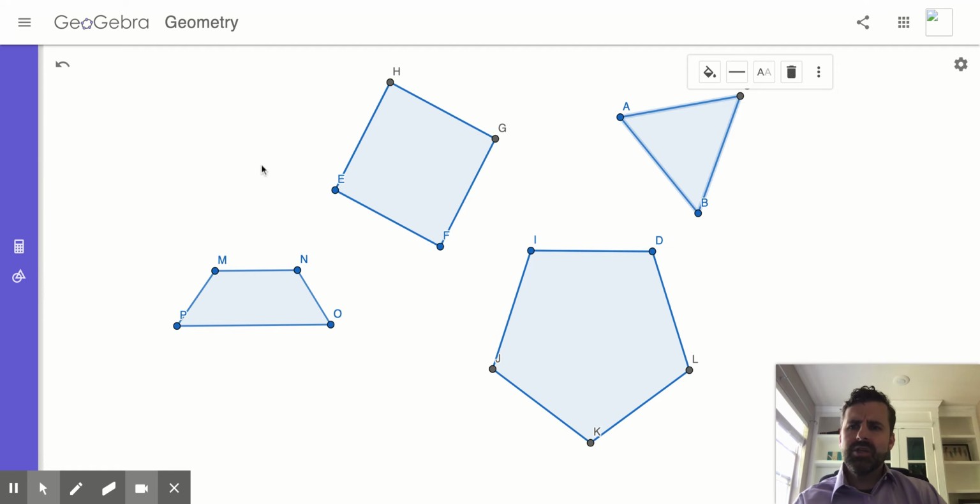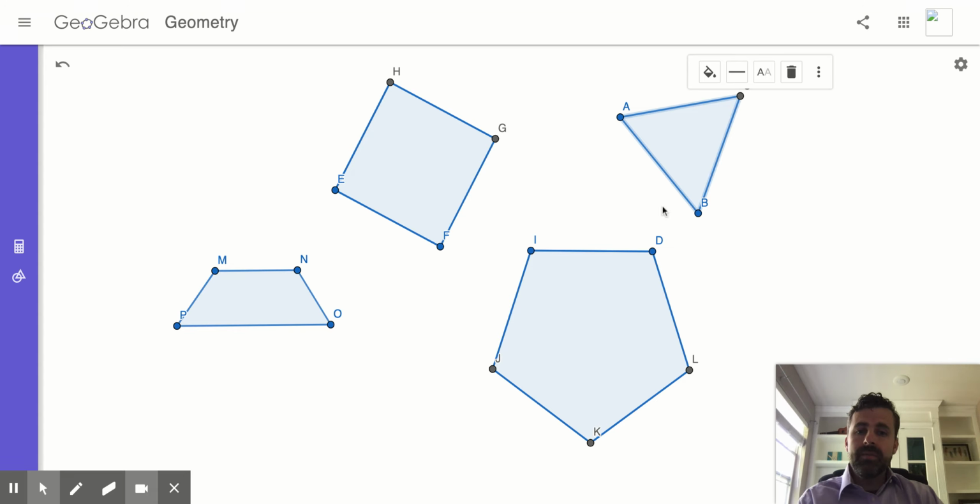So one attribute that you can classify by is sides, right? There's lots. You can classify by the number of sides we have here. So four, that's a quadrilateral. Four, another quadrilateral. Five, there's a pentagon, and three, a triangle. So that's one way to do it.